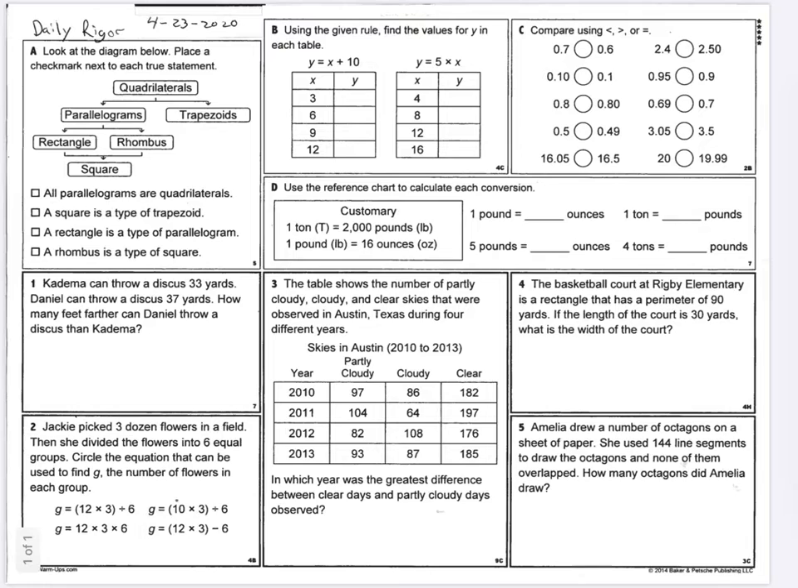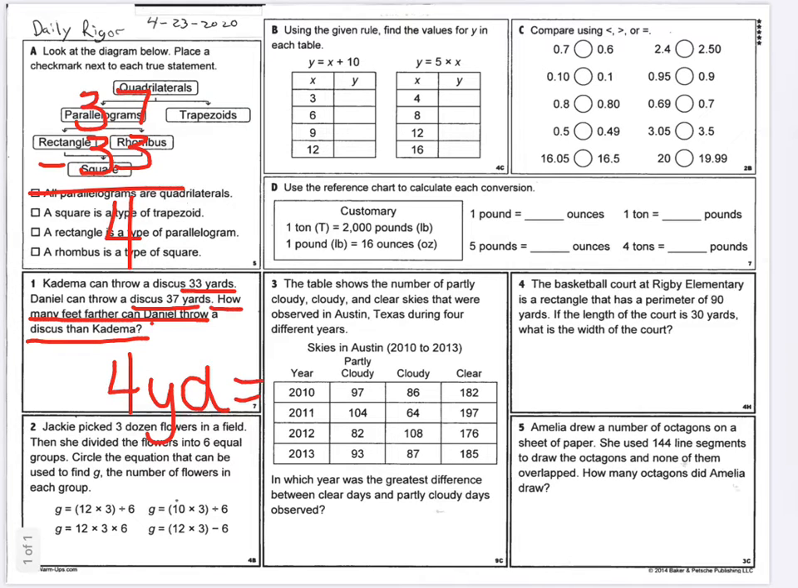Number 1, Kadima can throw a discus 33 yards. Daniel can throw a discus 37 yards. How many feet further can Daniel throw a discus than Kadima? All right, so it asks you for feet, but everything they gave you is in yards. So Kadima can throw 33 yards. Daniel can throw 37. So we're going to first answer it in yards. So 37 yards minus 33 yards. If I have 7 and I take 3 away, I've got 4 left over, right? So right now I have 4 yards.